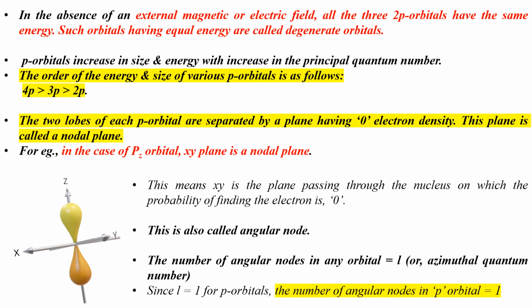So the xy plane passing through the nucleus on which the probability of finding the electron is 0 is the nodal plane in the case of pz orbital. This is also called angular node. Okay, the number of angular nodes in any orbital is equal to the value of the azimuthal quantum number l. For p orbitals, according to the notation, the value of l is equal to 1. Therefore, the number of angular nodes in p orbital is 1.